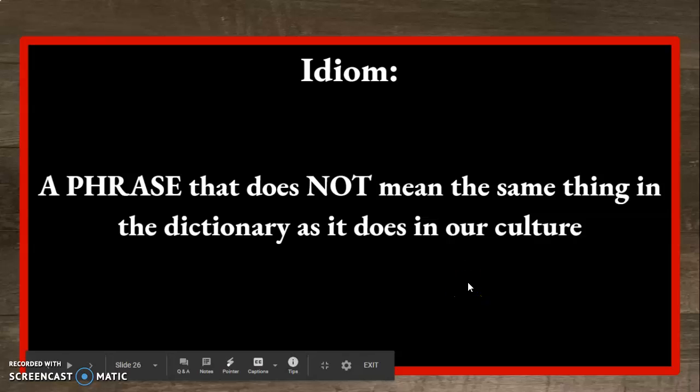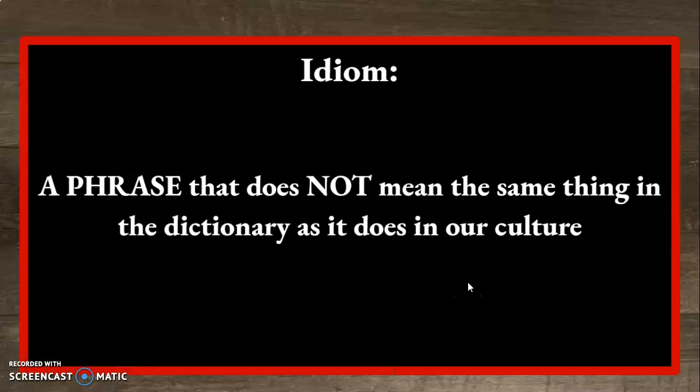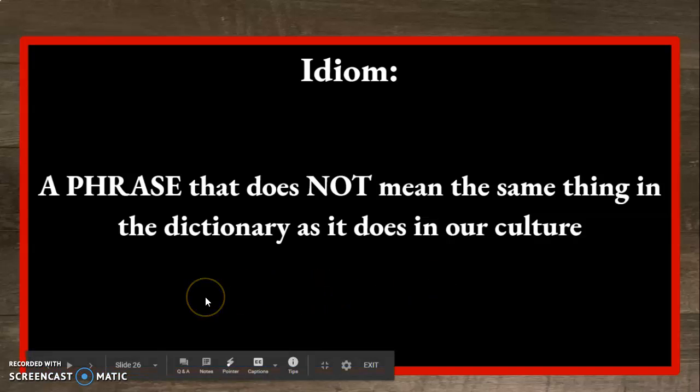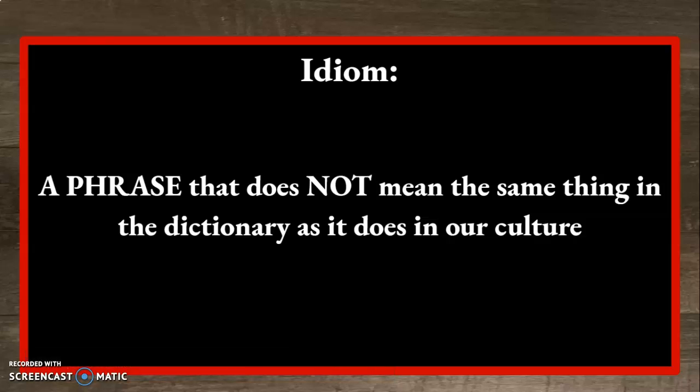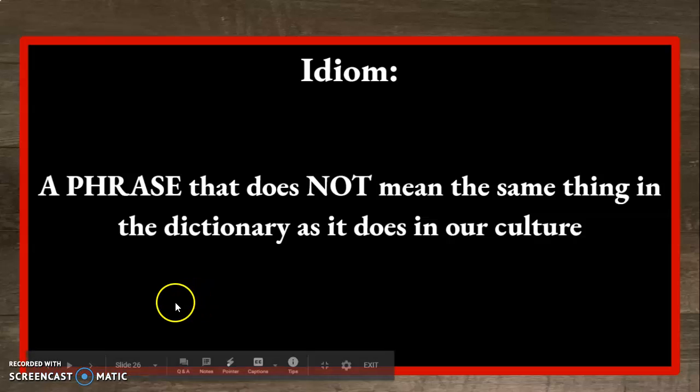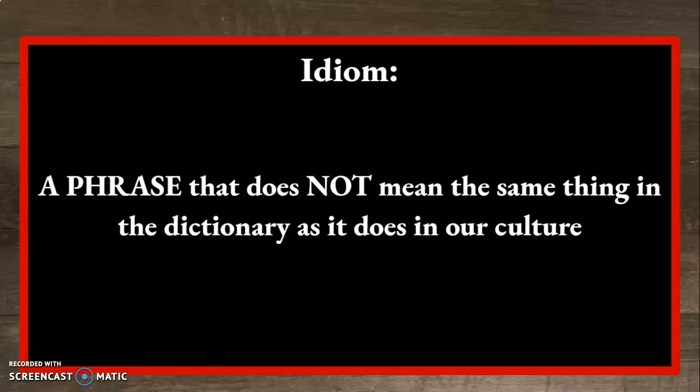Okay, an idiom is a phrase that does not mean the same thing in the dictionary as it does in our culture. So phrase, let's break this down a little bit, means that it's more than one word. So we're talking like 2 or 3 words here, maybe 4 or 5. And if you were to look up in a dictionary all of those individual words, you would get an extremely different meaning than what it actually means to us in our culture.